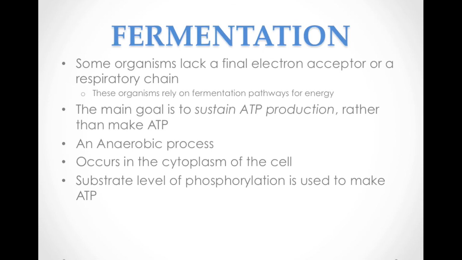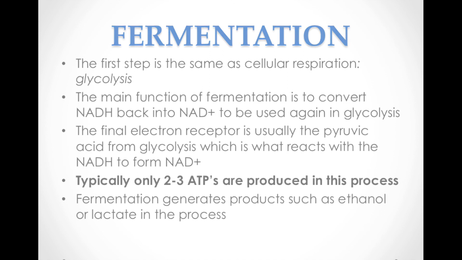Because some organisms lack a final electron acceptor or a respiratory chain, these organisms rely on fermentation. The main goal of fermentation is to sustain ATP production rather than make it. In fermentation, the final electron acceptor is now the pyruvic acid from glycolysis. In fermentation, only 2 to 3 ATPs are produced, which makes this process a lot less effective.